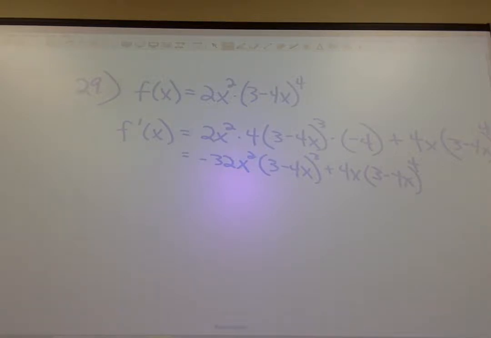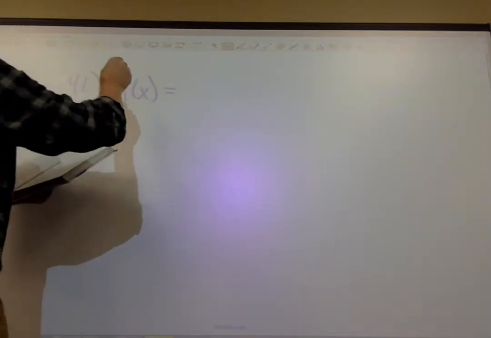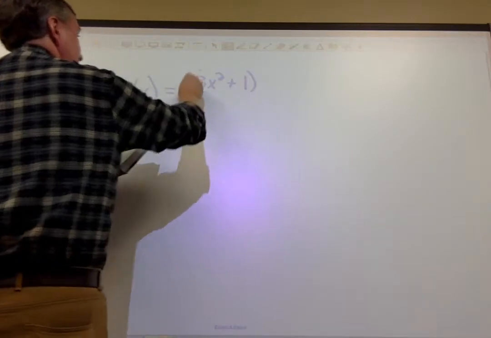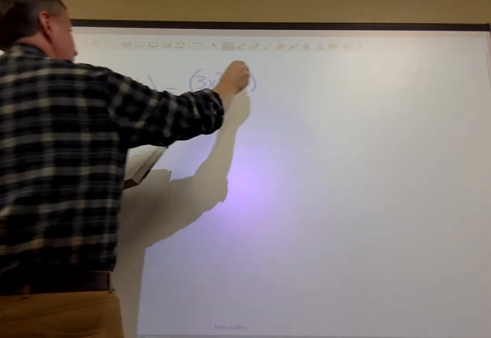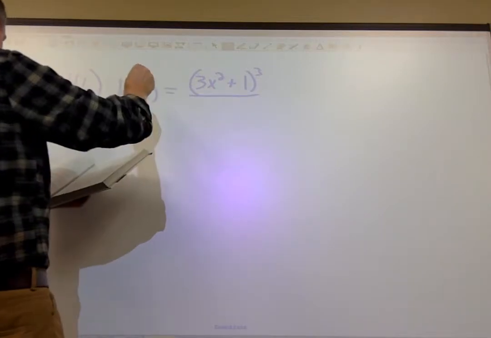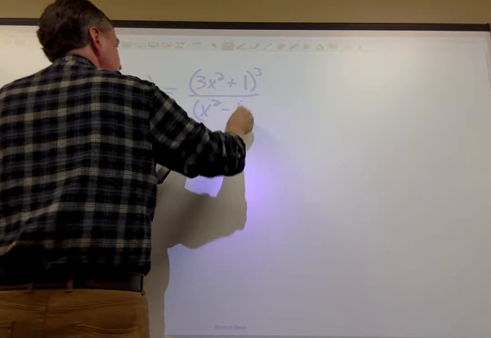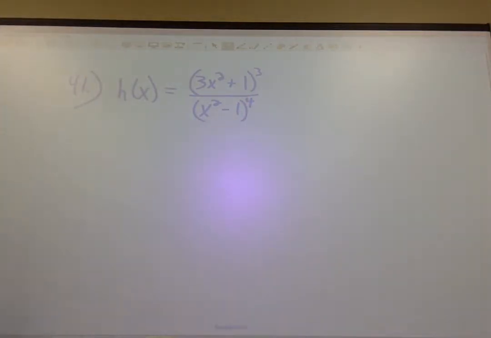Any others? 49. Ouch. That's what I said. 1, h of x is 3x squared plus 1 to the third power over x squared minus 1 to the fourth. You all see we're going to have to use quotient rule and chain within that.